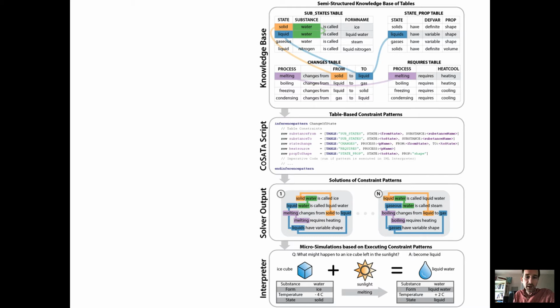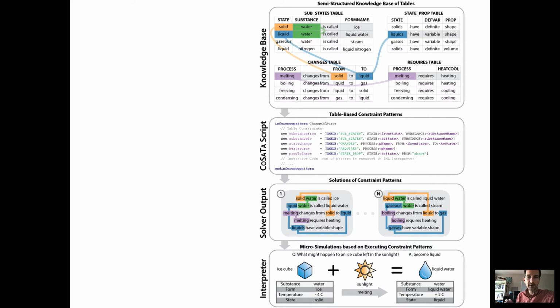In the context of the idea of ice melting, which is an example that we have on this slide, one of the 5-fact solutions for this change of state pattern is: fact number 1, solid water is called ice. Fact number 2, liquid water is called liquid water. Fact number 3, melting changes from a solid to a liquid. Fact number 4, melting requires heat. And fact number 5, liquids have variable shape. Similarly, right beside it is a solution for the same pattern, but in this case it enumerates for boiling rather than for melting.